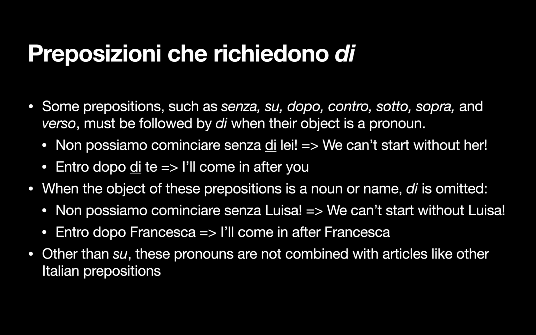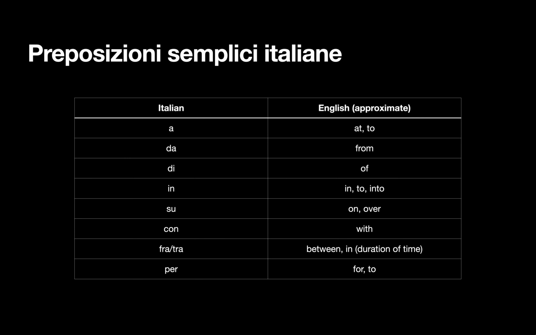Other than su, these prepositions don't get combined with articles like the other Italian prepositions. We're going to talk about that form, preposizioni articolate. And actually, the book doesn't really talk about them in this section. But while we're talking about prepositions, I thought I would introduce most of them. So here are the simple prepositions. Preposizioni non articolate.